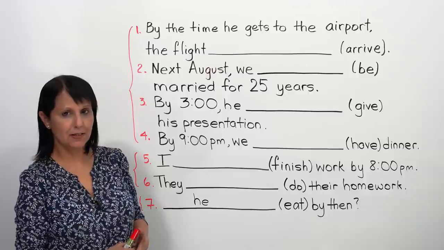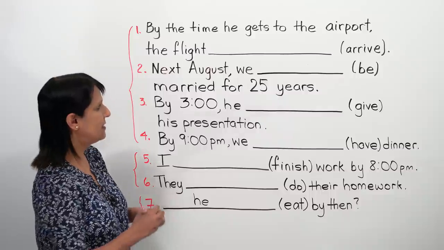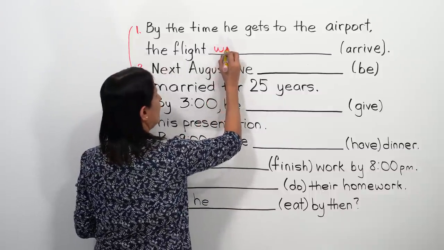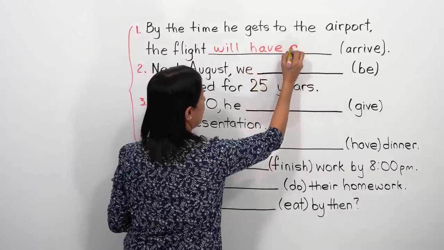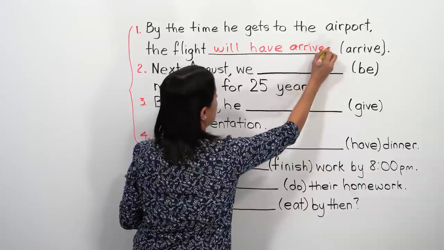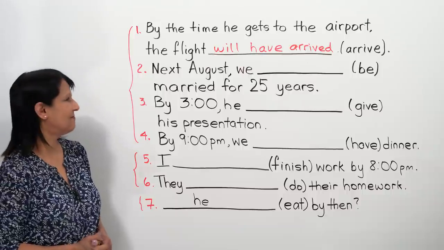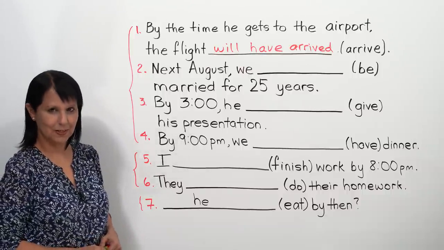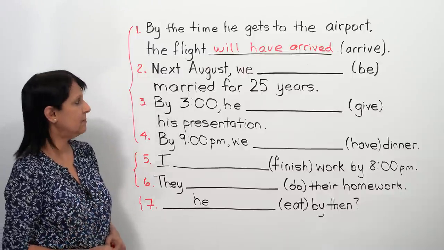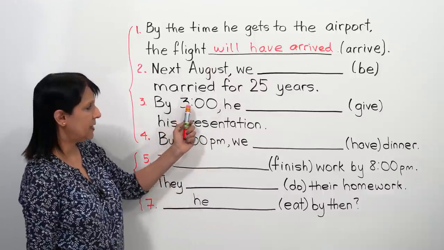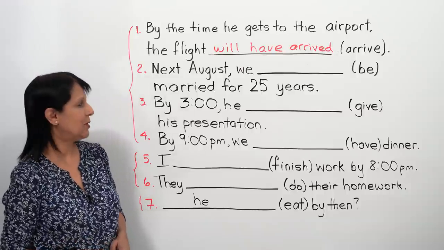By the time he gets to the airport, the flight, yes, will have. And then arrive is a regular verb, so it becomes arrived. Okay? Will have arrived. Good. Let's look at number 2. Next August, we, using the verb be, we blank married for 25 years. What would that one be?